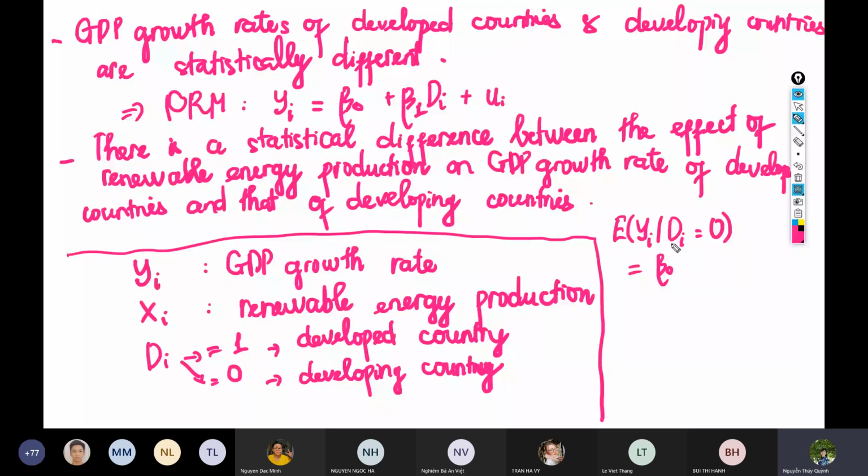Now, for the general model, our dependent variable will still be yi. And what will be the independent variables of the model?